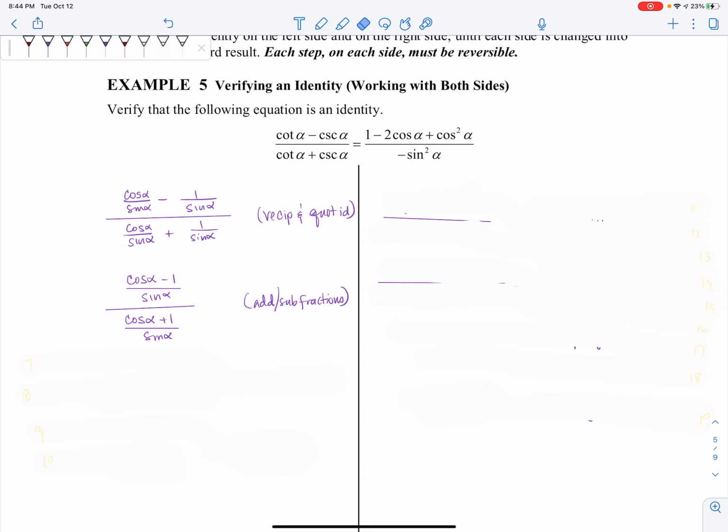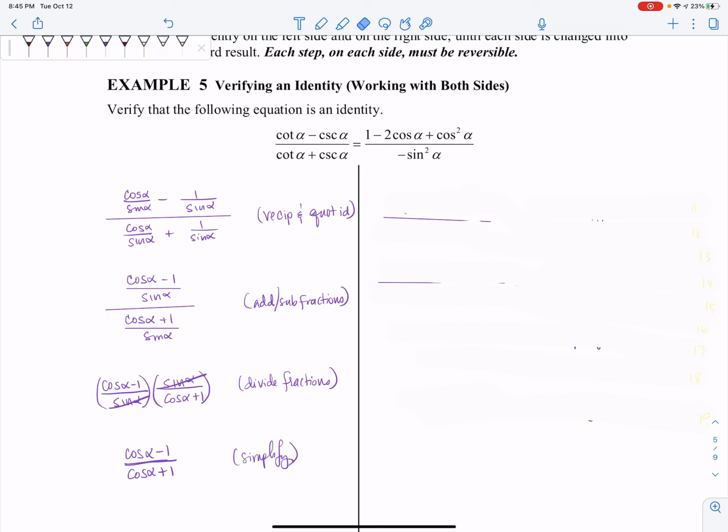Okay, so then the next thing that I'm going to do is I'm dividing two fractions. So I know that the way I divide fractions is to multiply by the reciprocal. So I'm going to take the top, leave it alone, get the reciprocal of the bottom, and multiply. You'll notice at this point that the sine on top and the sine on bottom will cancel each other out. And so what I have left at that point is cosine alpha minus 1 all over cosine alpha plus 1. And I got that just by simplifying.